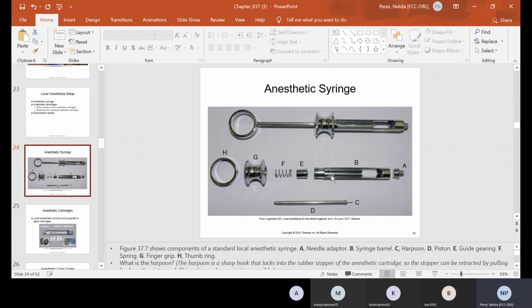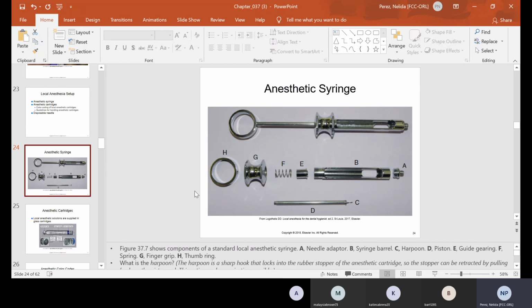B is the barrel. C, this is the harpoon right over here, okay? So C, you will find it if you look on the top one that's already put together. It's hard to see it, but it would be where my arrow is, okay? At the end of the ring, so right here. D is the piston. E is guide ring. F is the spring, so that's what pulls the syringe cartridge back and forward. G is where the doctor puts their finger, and H is where he puts his thumb.